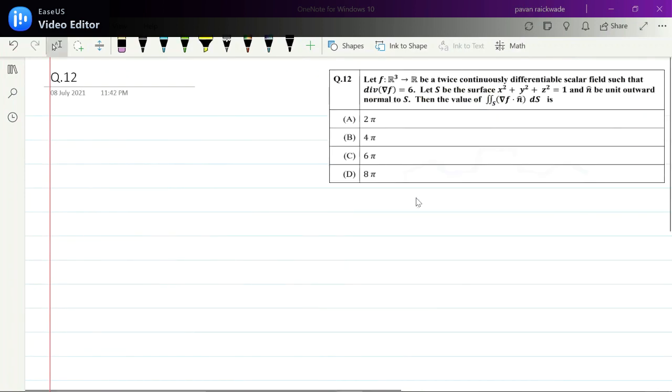question, which is question number 12. Okay, so what is given in the question is f is a continuously differentiable function with some properties, and S is a surface, like it is a sphere in R3, n cap is the outward unit normal to S, and we have to evaluate this double integral over S of grad f dot n cap dS. Okay, so for this we need the Gauss divergence theorem. I will tell what is the Gauss divergence theorem.